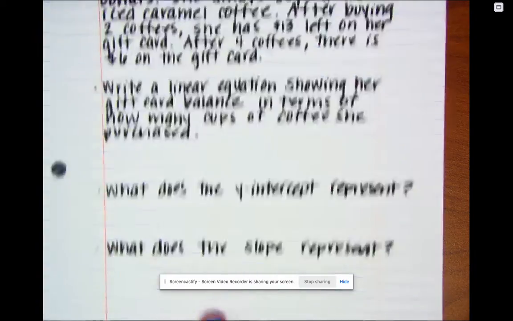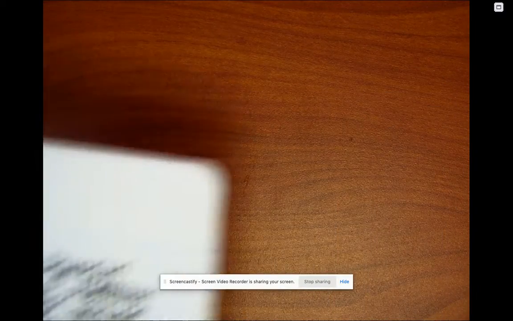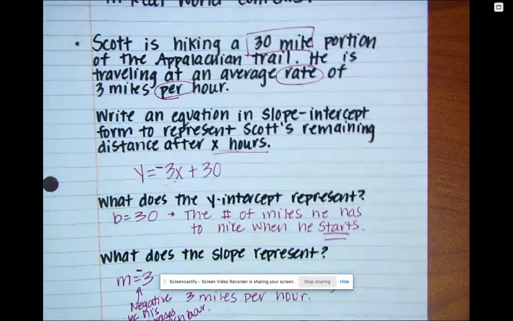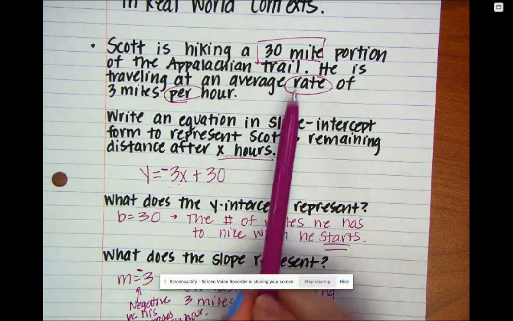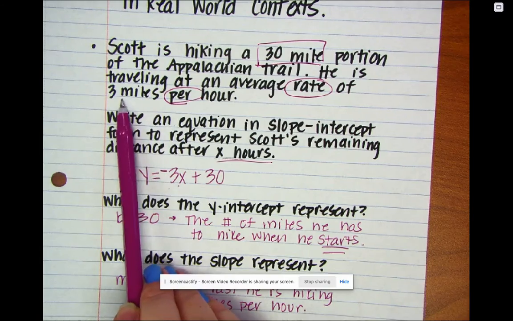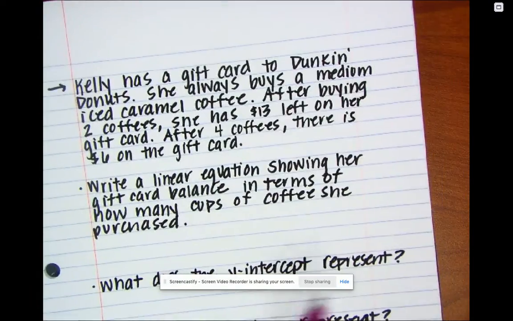All right, so let's look at a different one. We've got some different information here. So I do want to point out to you, in this situation, we were given in the question the y-intercept and we were given the slope. The second one that we're going to do, we are not given that information.